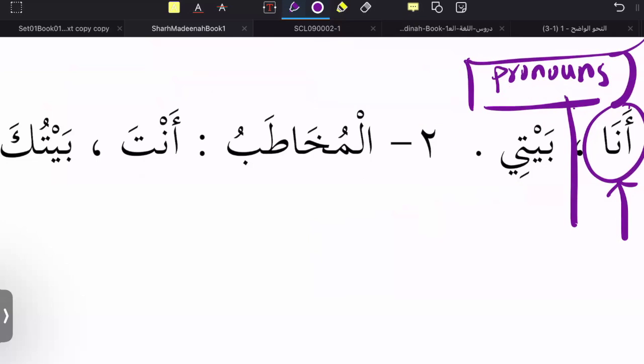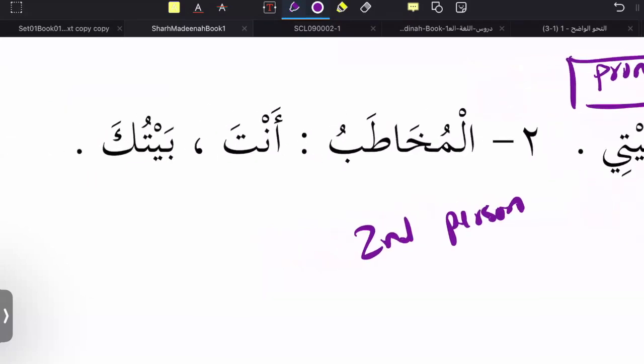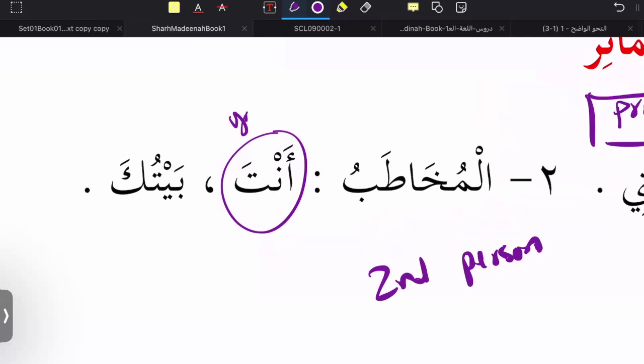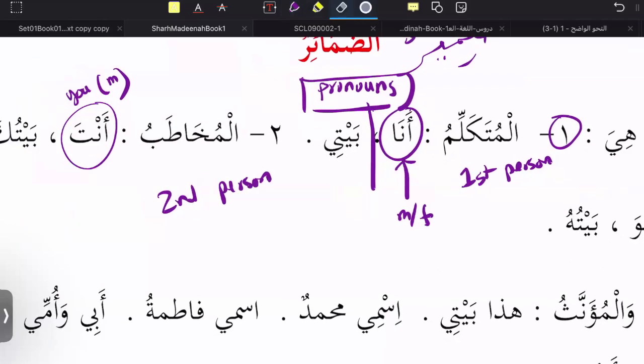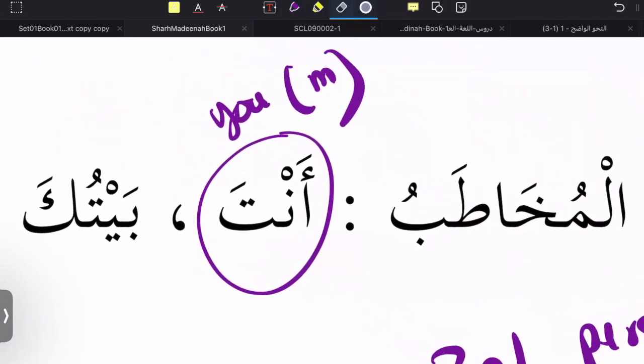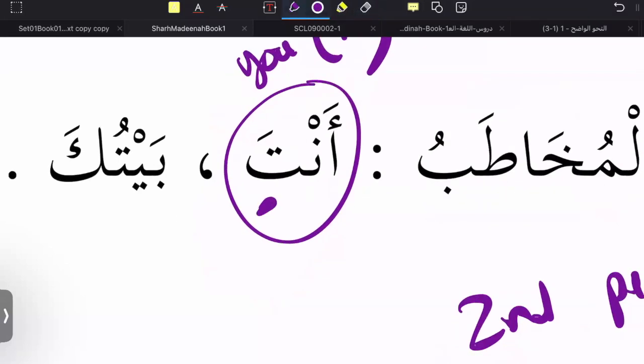Then al-mukhatab. Mukhatab is second person. For example, you, the one you're talking to. So anta. Anta is you. But be careful, anta is you for masculine. Ana can be for both masculine and feminine. When you say ana, we don't distinguish between masculine and feminine. It would be understood based on who is speaking. You have to know who's speaking. But anta, we distinguish. So this anta is for masculine, and we'll learn anti with the kasra would be for feminine.